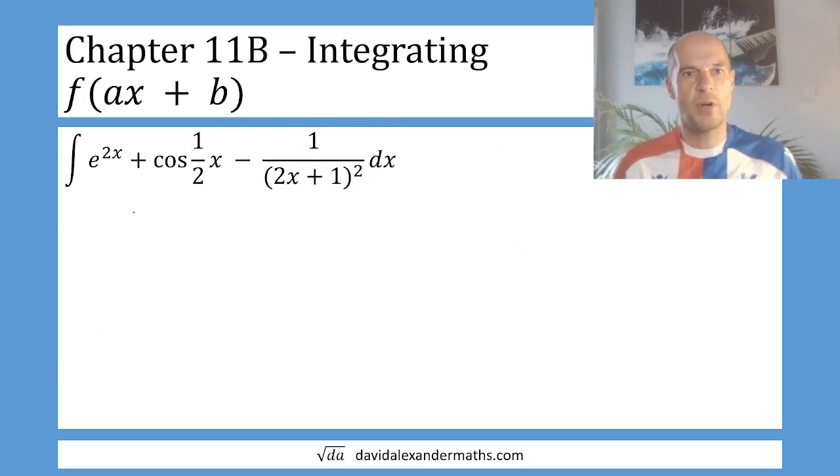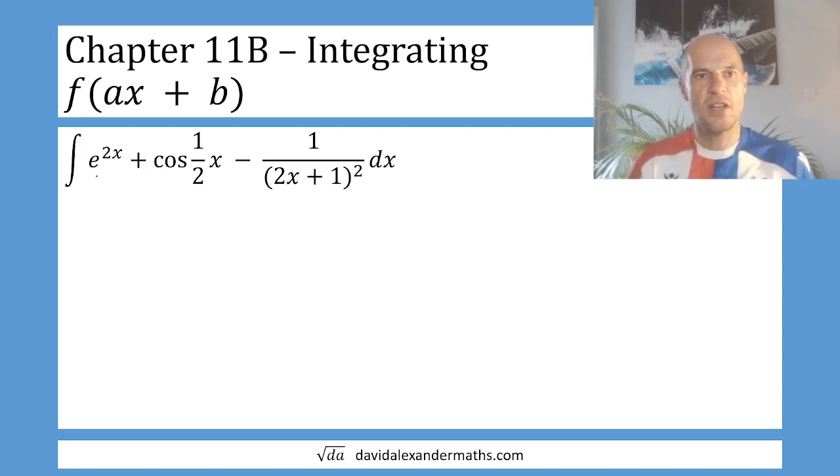Okay, so we're going to have to do a lot of guessing and checking with this one. So e to the 2x, let's just guess e to the 2x. The derivative of that is 2e to the 2x, that's twice as big as that. So our guess was 2 times too big, so I should have halved it. So it's a half of e to the 2x.